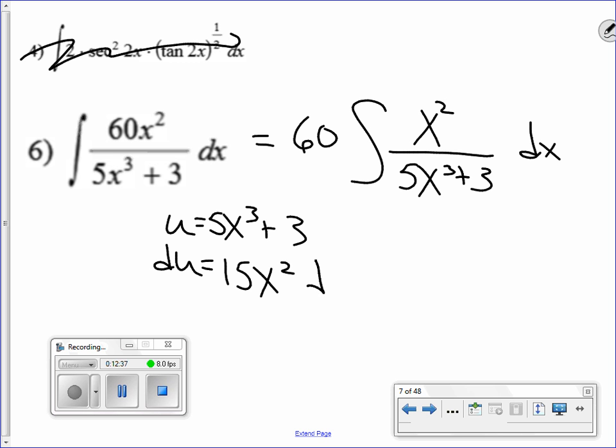So what's DU? 15x squared. Ooh, she remembered the dx. Because going from u to du, you're taking the derivative, multiplying by dx. So now you have different factors of du. You always have the dx, so that's no biggie, no shocker. You got your x squared, right?